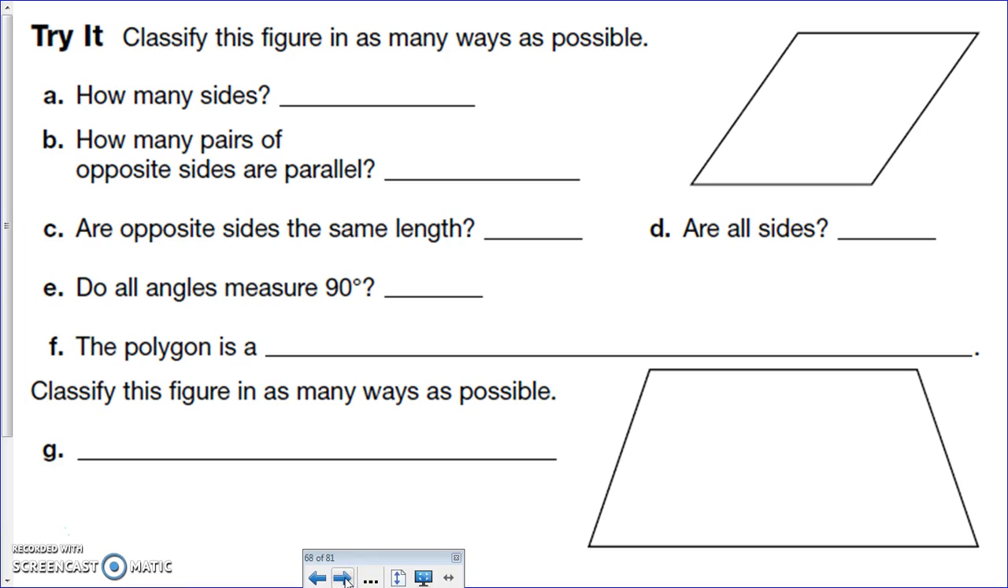Try it. Classify this figure in as many ways as possible. How many sides? We know there are 4. And how many pairs of opposite sides are parallel? We know 2. Continuing with C, are opposite sides the same length? Yes. Are all the sides? Yes. For E, do all the angles measure 90 degrees? And the answer to that is no. So, based on the way we've answered the questions here, the polygon is a quadrilateral, parallelogram, and rhombus.